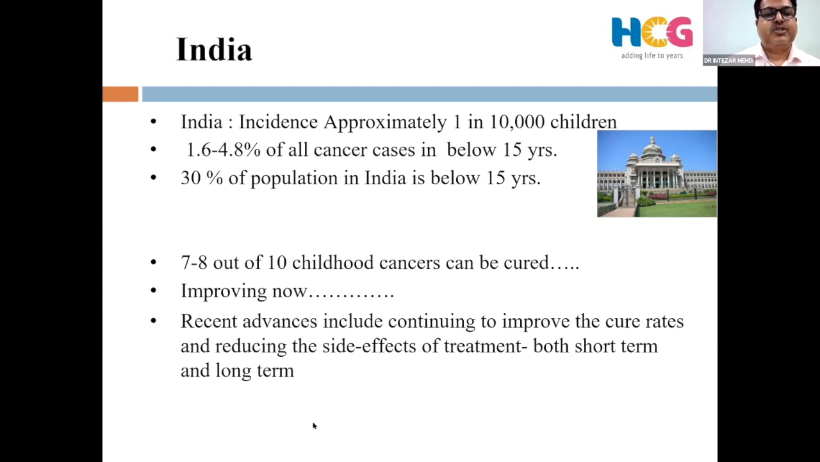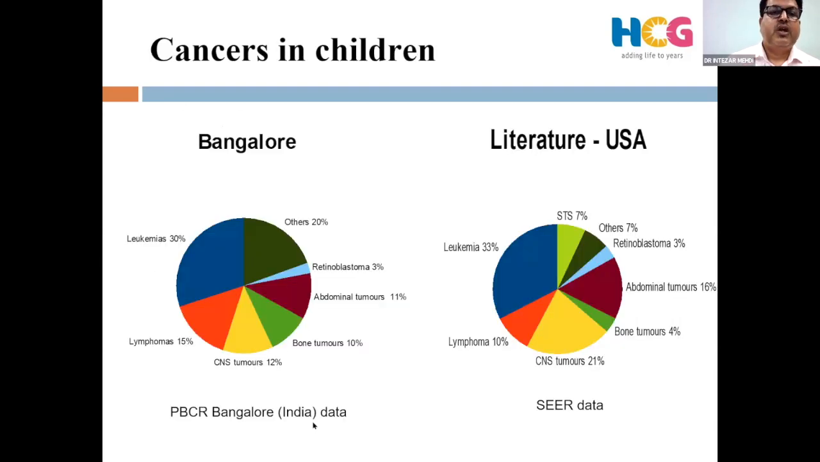But fortunately, now it has improved because of better access to care, better understanding of the disease process, and more publications coming up. And now in our country also we can aim that 70 to 80% of childhood cancers are getting cured. When we talk about cancers in children, leukemia, lymphoma, and brain tumors constitute about two-thirds of all childhood cancers. Similar is the state in our country as well as in the West. And then bone tumors, retinoblastoma, abdominal tumors, soft tissue sarcomas, and others make up the list.